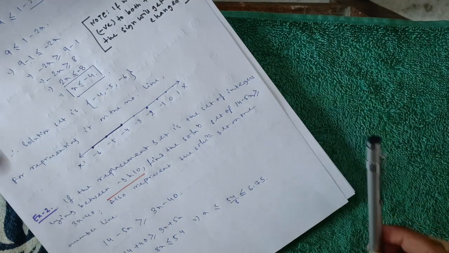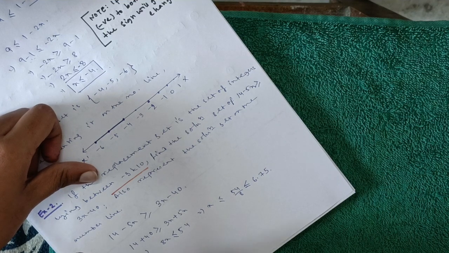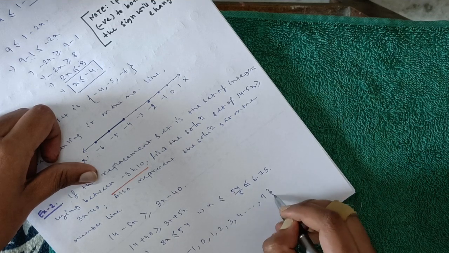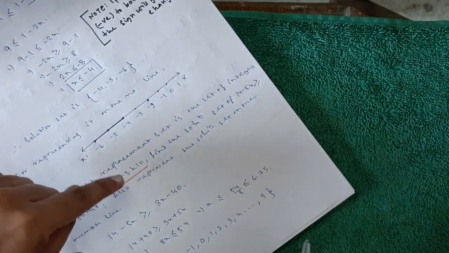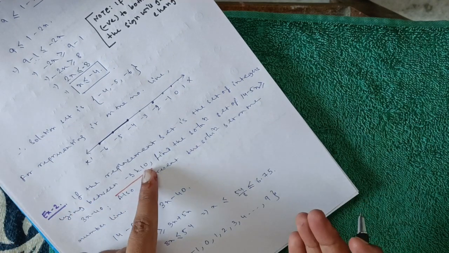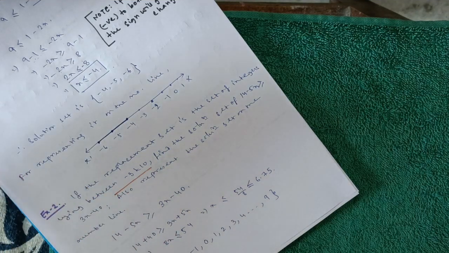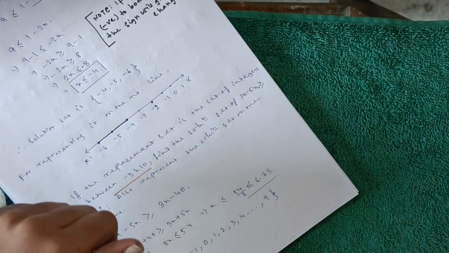Okay, so the replacement set lying between -3 and 10, that is -2, -1, 0, 1, 2, 3, 4 up to 9. It is not including -3 or 10. If you consider 10 as n, it will be up to n minus 1. It will not include n. So that's the thing. And the solution set is less than 6.75.